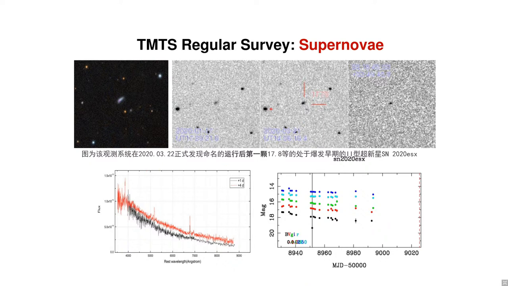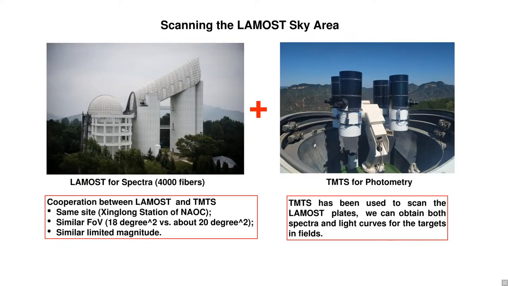So in the early stage of this program, we spent some time to discover supernovae. For example, this is a supernova, and this spectrum, this curve, is a type IIb supernova. But it's located at the same site as the LAMOST telescope, which can obtain spectra of 4,000 stars. So it provides over 20 million spectra over the past few years.